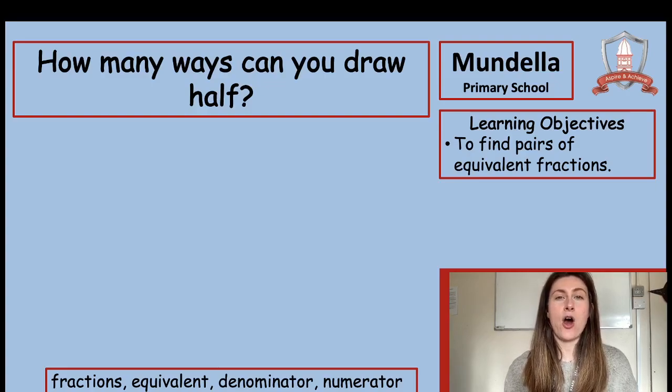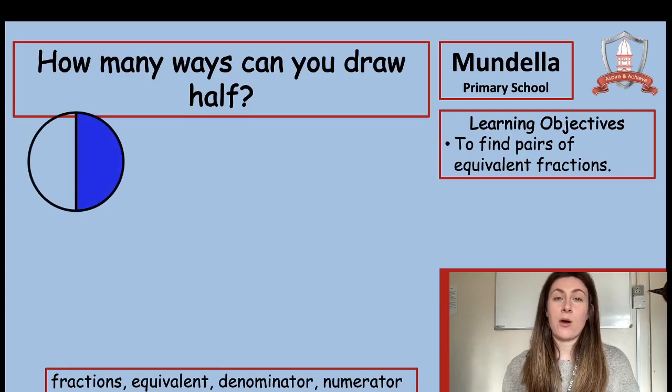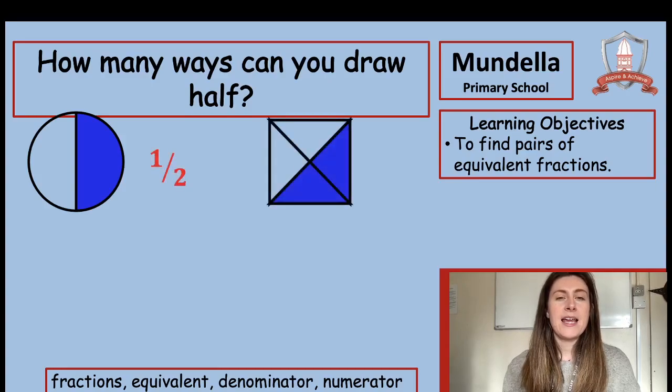Okay, here are some of the ways that I've drawn half. So I've got a circle, I've cut it into 2 parts and shaded one of them, and this is 1/2. Here, I've got a square that I've split into 4 parts, and then I've shaded 2 of them. 2/4 is the same as 1/2.